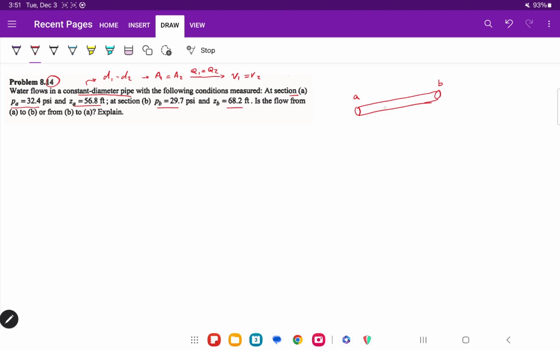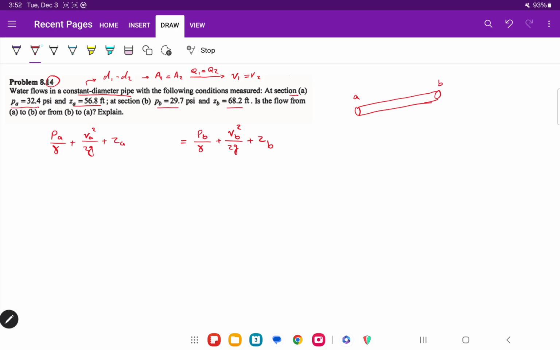As you know, when you have a fluid flow, you need to use the energy equation, which is PA or P1, it doesn't matter, over gamma plus VA square over 2g plus ZA equals PB over gamma plus VB square over 2g plus ZB.